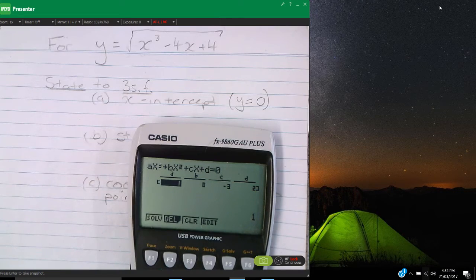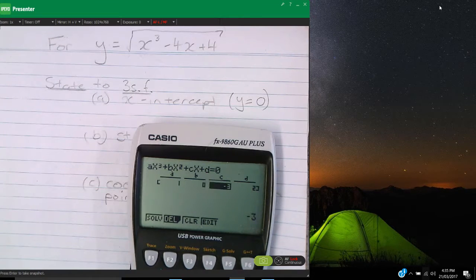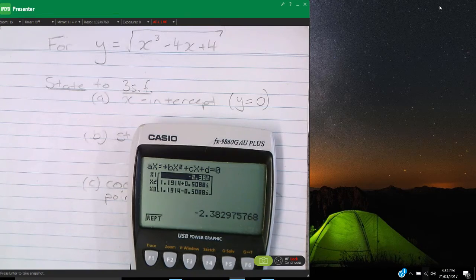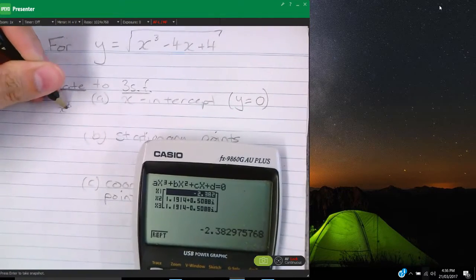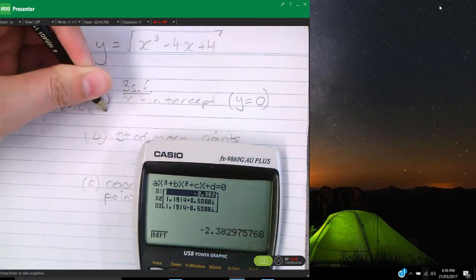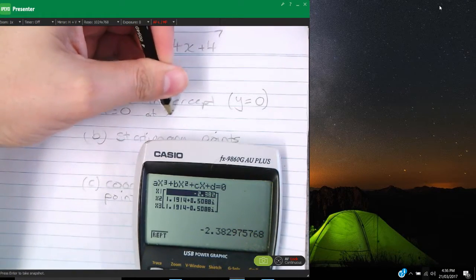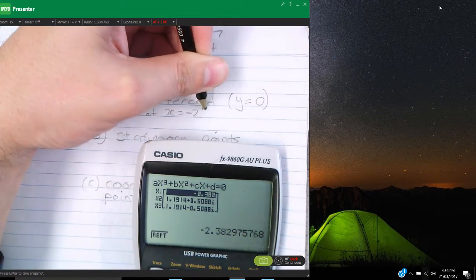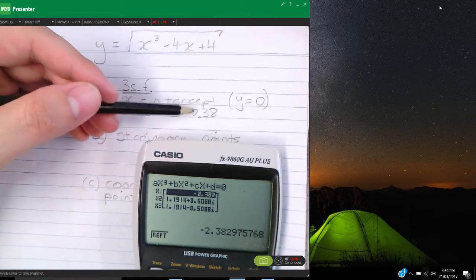You notice you've got the cubic coefficients, ax cubed plus bx squared plus cx plus d equals 0. Let's put in the ones for this. So we have 1 for x cubed. There's no x squared term, so that's 0. Minus 4 for x and 4 for the constant. Now, you notice that we're solving for that equal to 0. So the answer: x cubed minus 4x plus 4 equals 0 at x equals minus 2.38. That is correct to 3 significant figures.